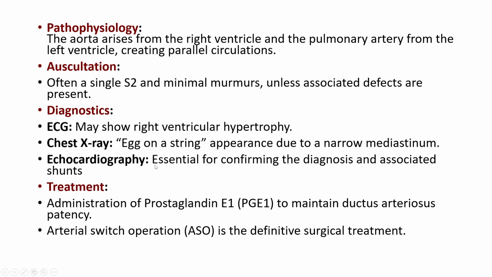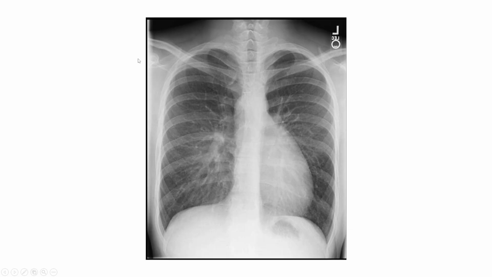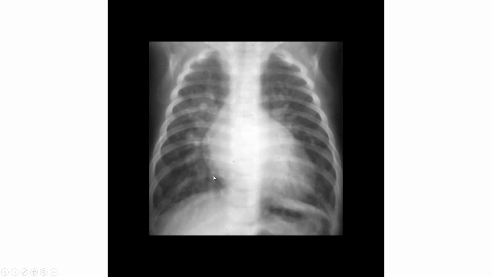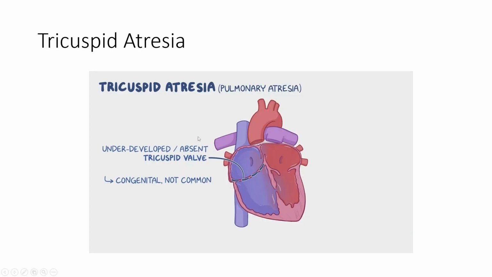For the treatment, first of all, we do an administration of prostaglandin to maintain the ductus arteriosus patency. Then the arterial switch operation is the definitive surgical treatment, and we should do it quickly because we have cyanosis and maybe some irreversible damage. So this looks like a heart in an egg. As you can see, this is an egg-shaped heart. It looks like an egg.